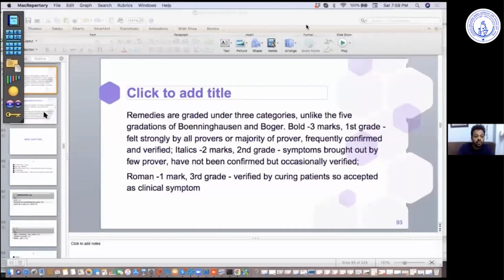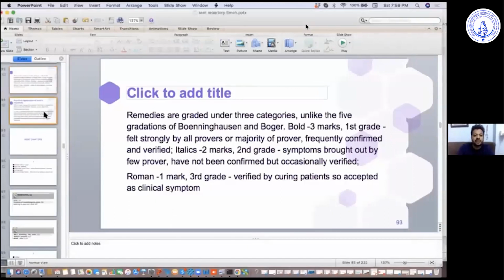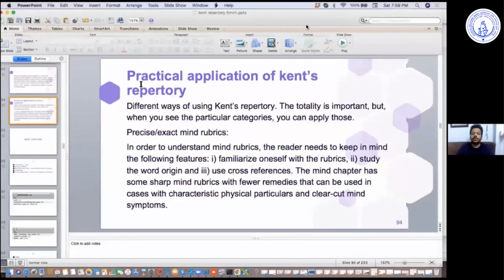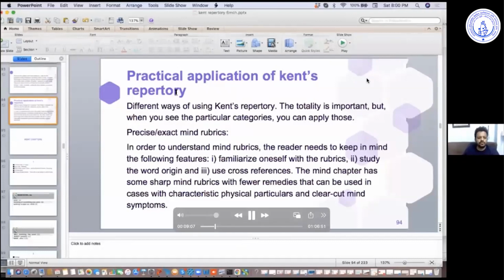So what I'm going to do now is I want every one of you to keep Kent with you. Okay? I'm going to tell you some symptoms and you have to open the repertory and find the rubric. Can we do that? This is what we call rubric hunting.